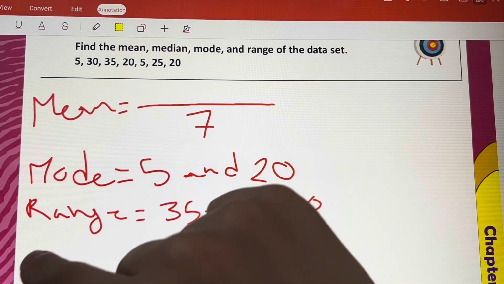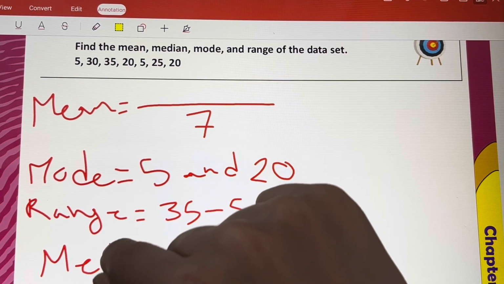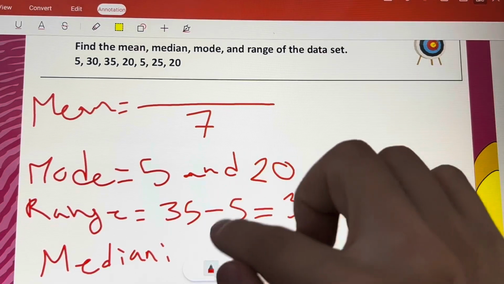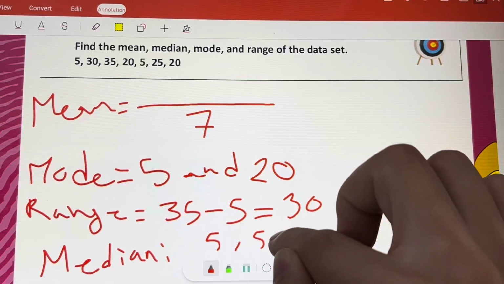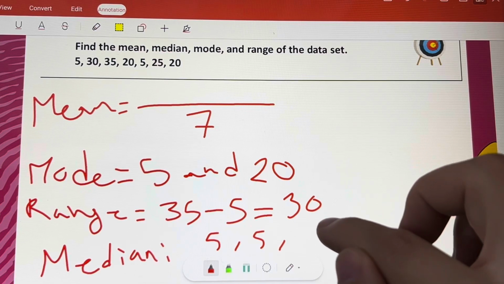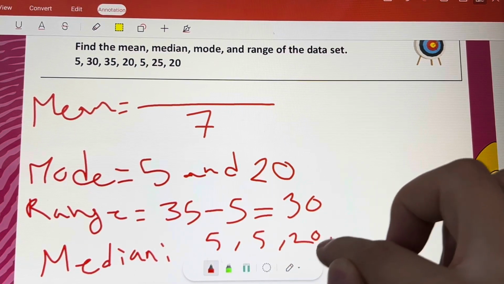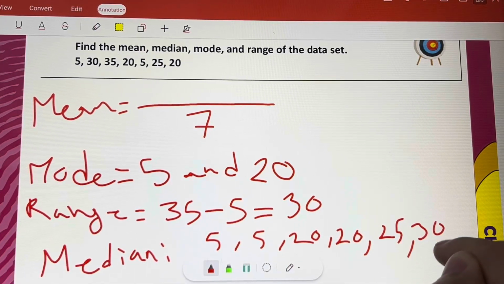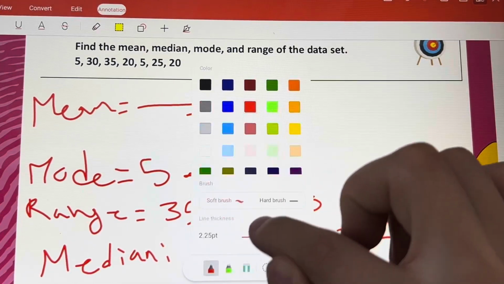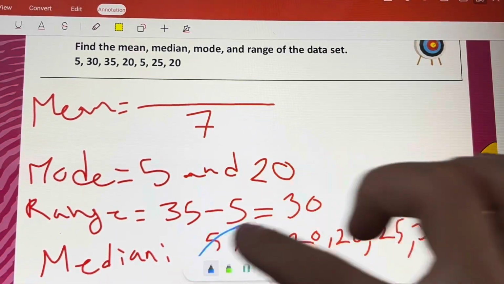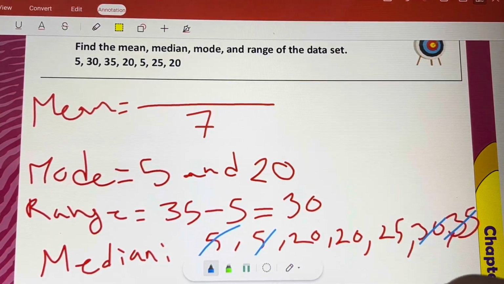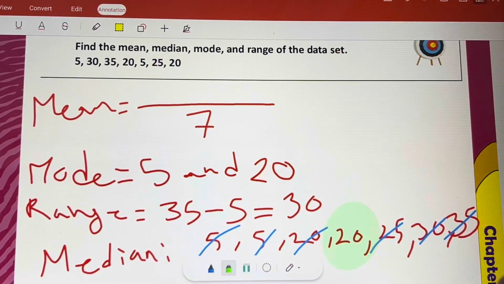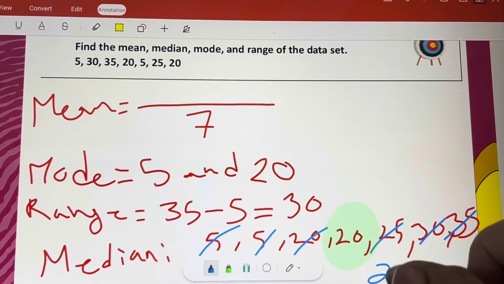And for the median, I have to order it first, from least to greatest. So the least number is 5. Again, I'm repeating 5. And after 5, I have got 20 and another 20 and then 25 and then 30 and then 35. All right, dears? And then I start crossing out the numbers from first to last, second and the one before it, this one and this one. I'm going to reach only one number here, which is 20. So my median is 20.